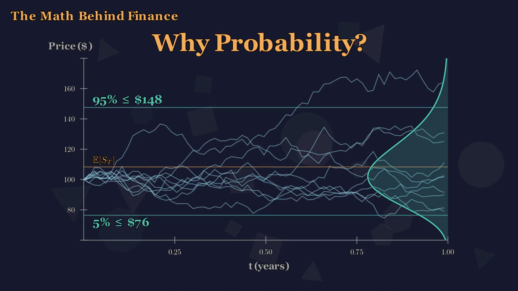90% of the futures land somewhere between $76 and $147. The expectation sits in the middle, but the spread is the story. That spread, right there, is what you're actually trading.